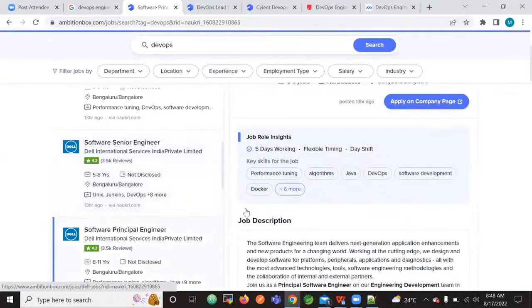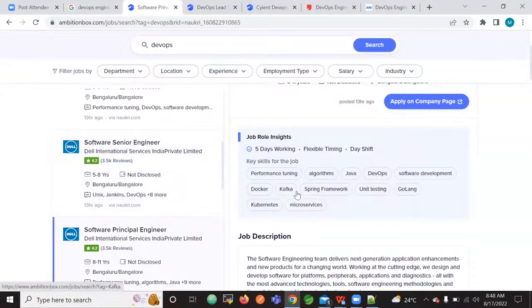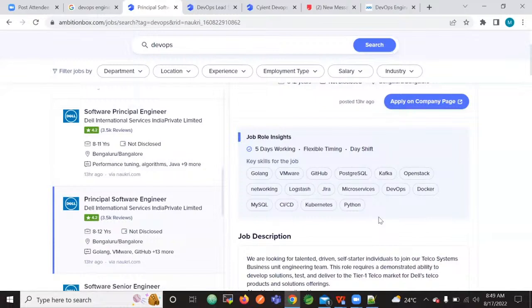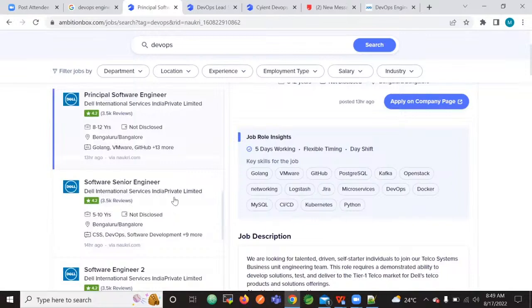And if you can see this software principal engineer, they are expecting DevOps, Kubernetes, and Docker. DevOps, Docker, Kubernetes, and of course microservices knowledge. And the principal software engineer. These are not our DevOps roles for sure, but if we can understand what they are expecting: DevOps, Docker, CI/CD, Kubernetes, right? And let us scroll down.